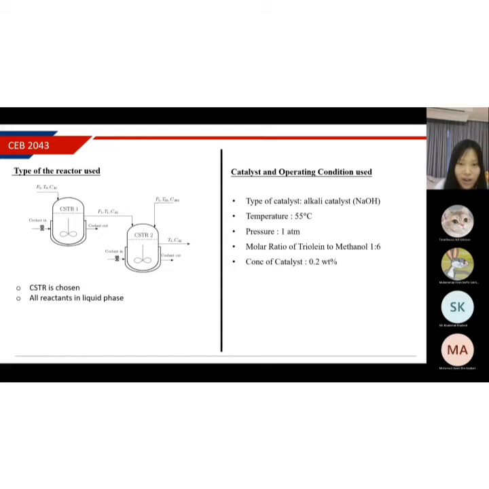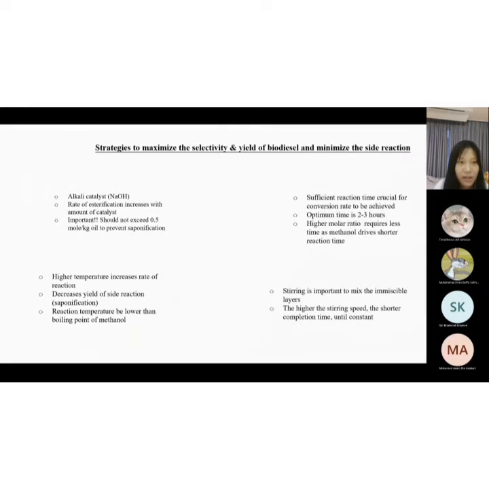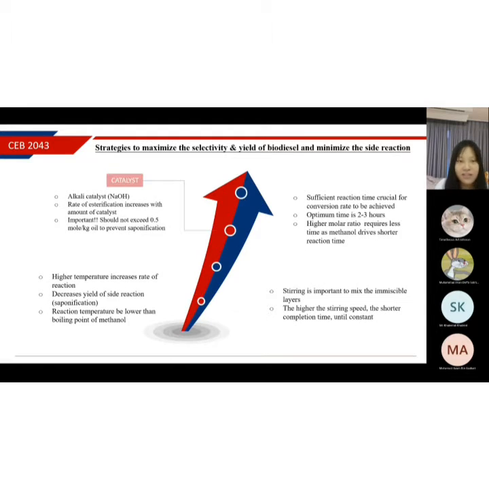The molar ratio of triolein to methanol is 1:6, and the concentration of catalyst is 0.28%. There are a few strategies that we have used to maximize the selectivity and yield of our biodiesel. Namely, we have 4 factors, which are the catalyst, the temperature, reaction time, and the stirring speed.